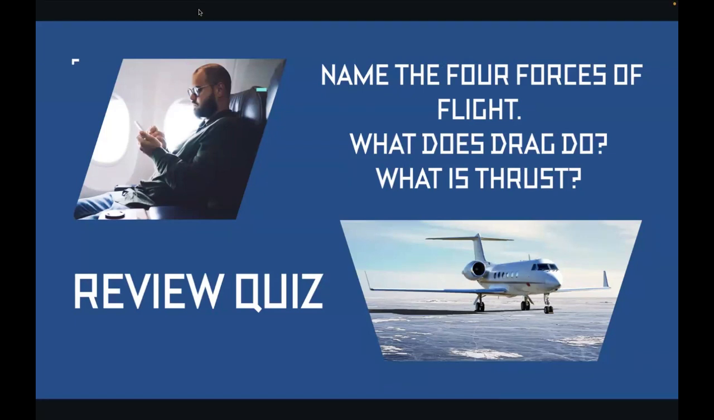Hopefully, it's more of a recap for you guys. So, the four forces of flight would include thrust, drag, lift, and gravity, or its own weight. Now, drag slows down a plane. You can try to have as much thrust as you can to make it to where there's minimal drag that can get in the way, but that's what drag does. And then thrust is what pushes it the other way.